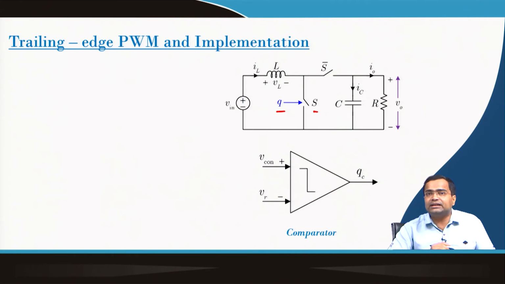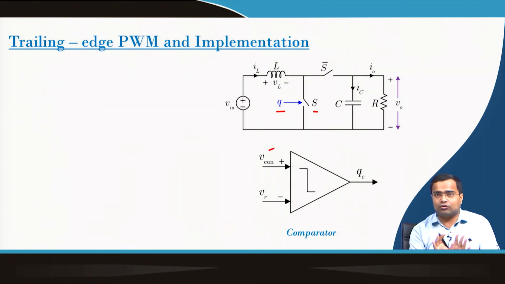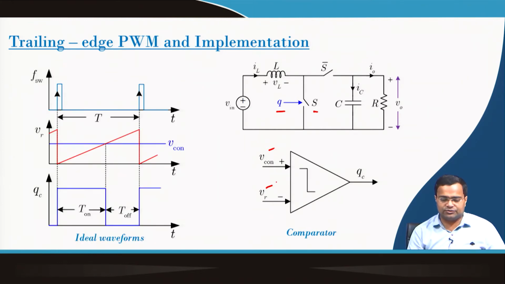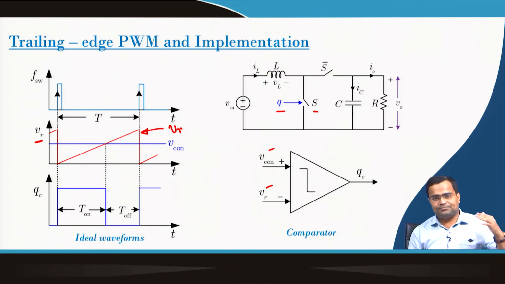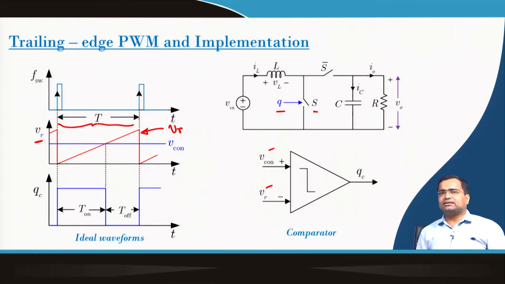How can we generate that? If we compare two voltages, one is the control voltage, which for the time being we assume is a constant voltage, and VR, which is a ramp sawtooth voltage, shown in red color. This sawtooth voltage has a fixed slope and it is going up, and once the total time period T is met, it resets, that means it is set to 0.